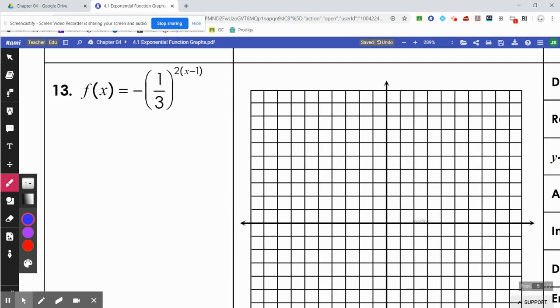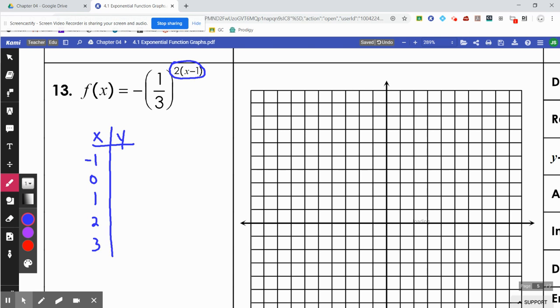Again, your parent function is negative 1/3 to the x power. You can use it, or again, I'm just going to make me a table of values to graph this. x and y, and we're just going to plug in some values. Let's look at our exponent here and try to find some good things to plug in. When I plug in 1, that's going to give me an exponent of 0. So I'm going to put that in the middle. Then I'm going to plug in values on each side, maybe 0 and -1, and then 2 and 3 on the other side. I'm going to go ahead and plug in a couple of them for you.